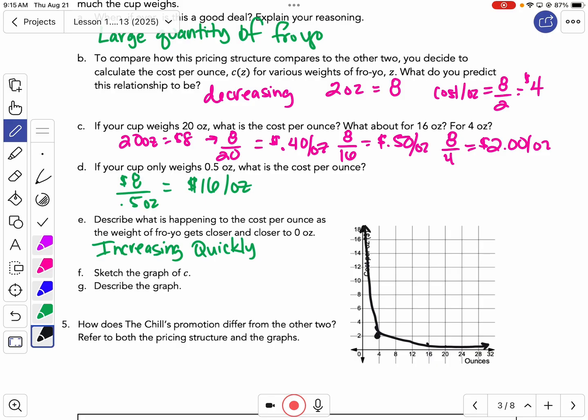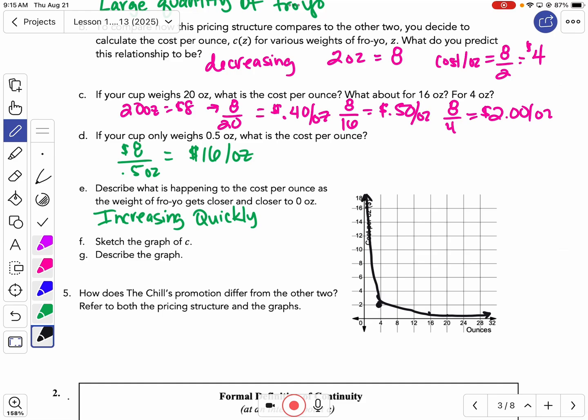Is it ever going to cost me nothing? No, I'm always going to have to pay something, right? So this is definitely a decreasing graph, all right? If we look at what we did every time, okay, it looks like we have a horizontal and a vertical asymptote to this function, all right?